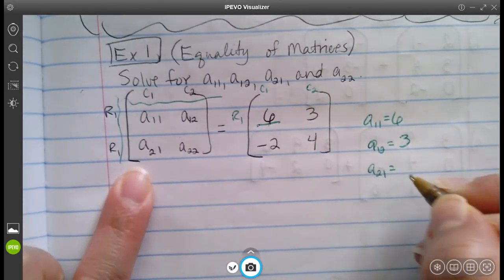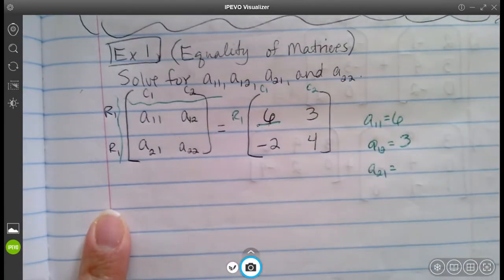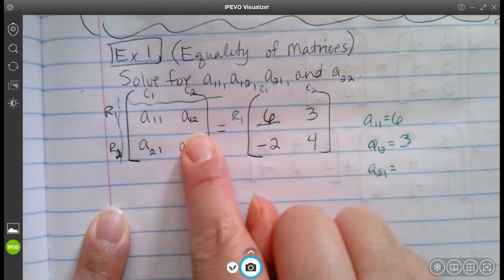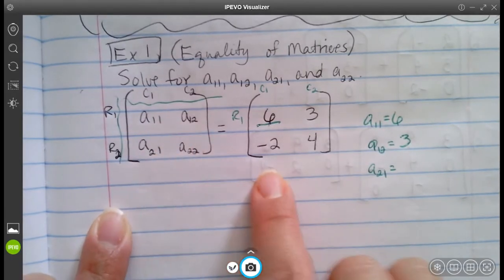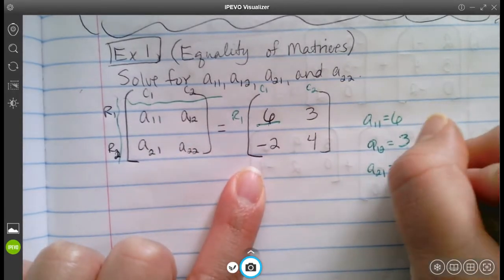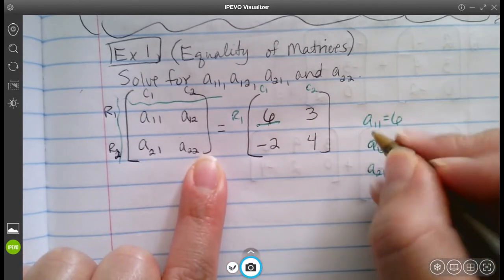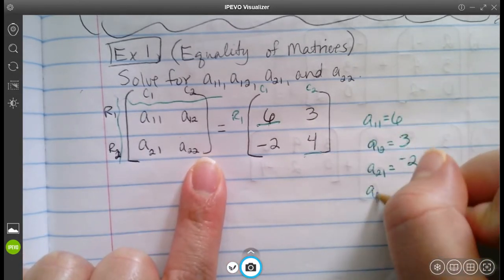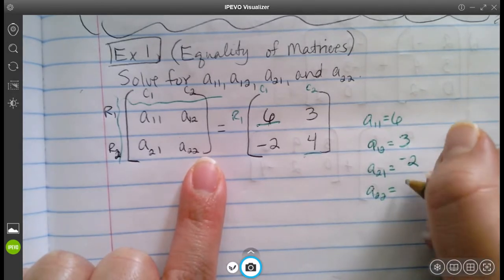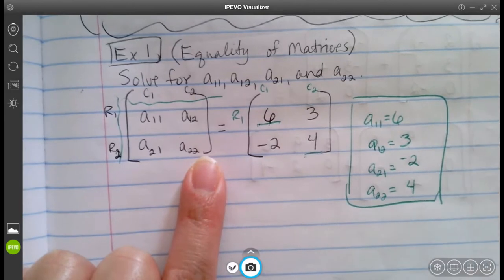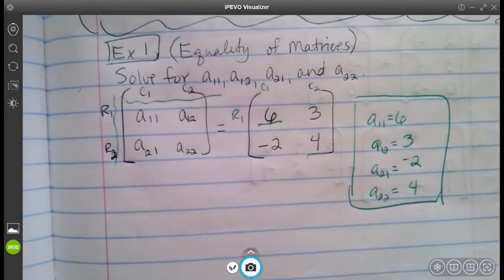A21 is going to be row 2. Oh, I put a 1 there. That should be a 2. Row 2. Okay, this is the second row. Row 2, column 1. So row 2, column 1 is going to be -2 here. And last but not least, row 2, column 2 is the 4. So A subscript 2, 2 is 4. And that's it. We're just matching our elements. So which one corresponds to which entry? Okay, let's go ahead and look at something a little bit more complicated.